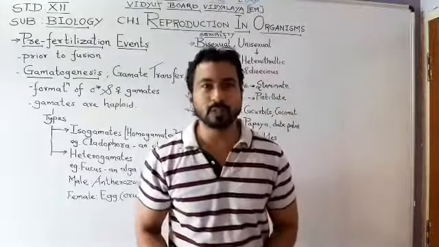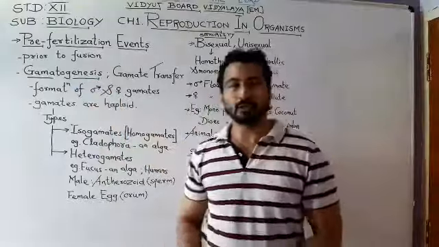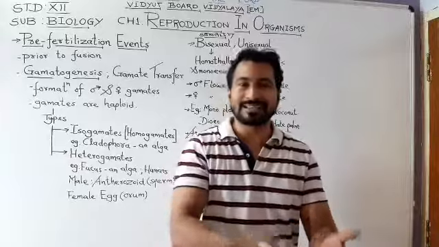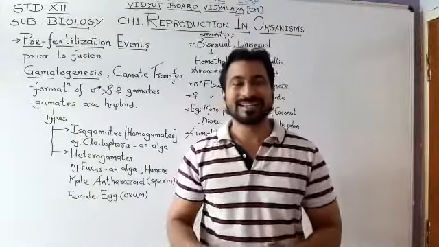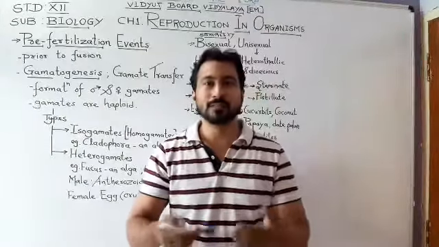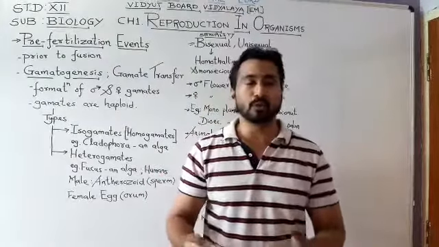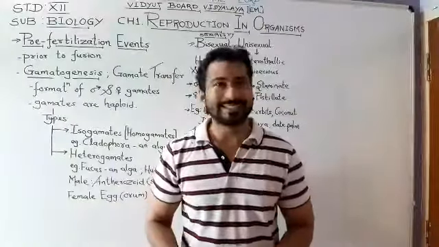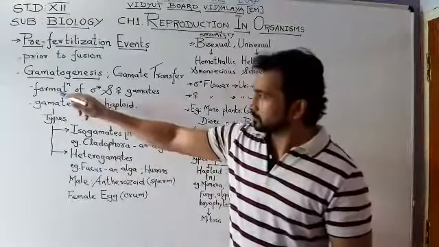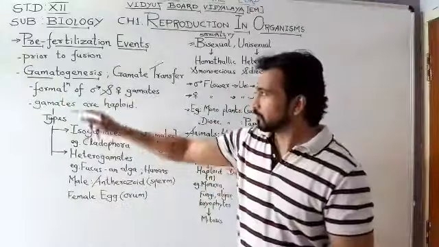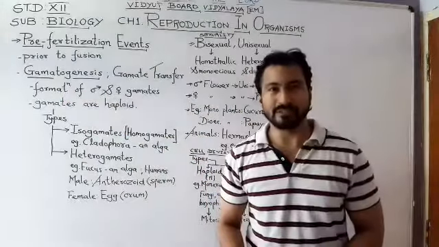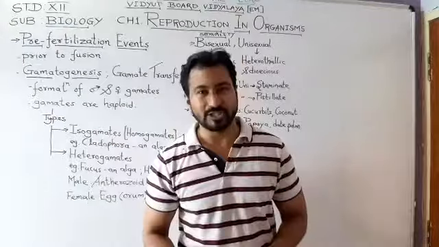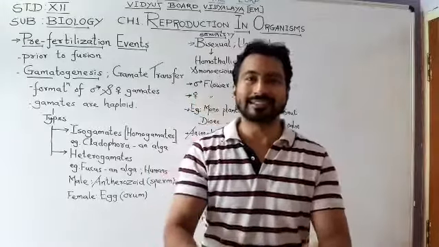We are talking about the first one, that is the gametogenesis. Gametes means the sex cells, the male sex cell and the female sex cell. Genesis means the process. So basically it is the process of the formation of the gametes. Now how does it take place? So gametogenesis is nothing but the formation of the male and the female gametes. These gametes are mainly haploid in nature. Haploid means the N type.